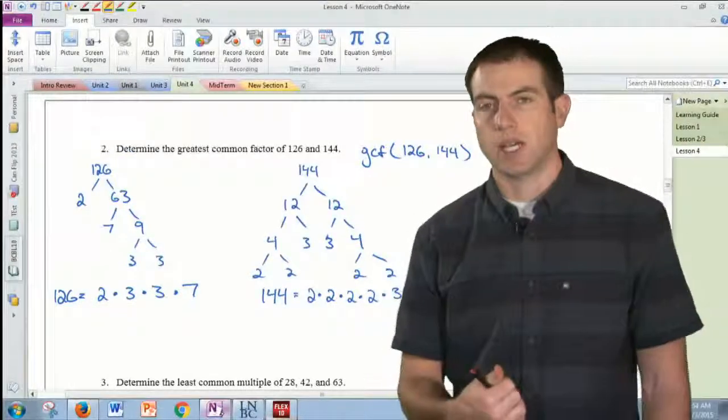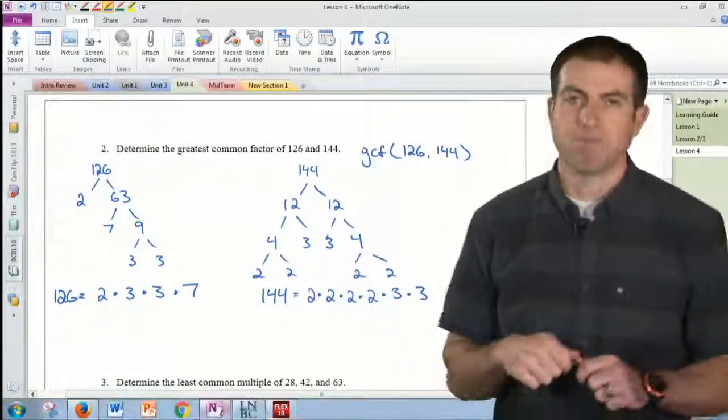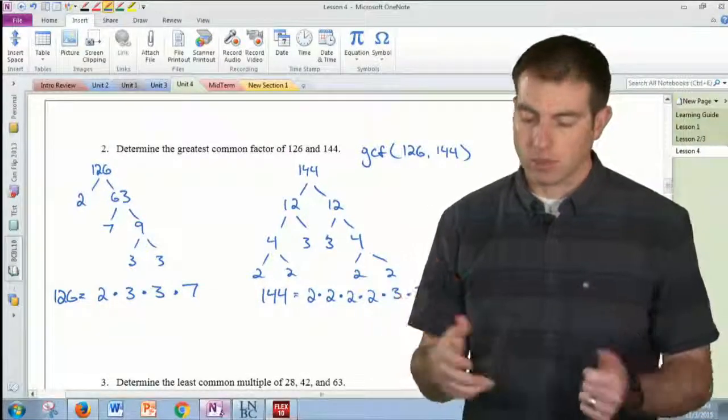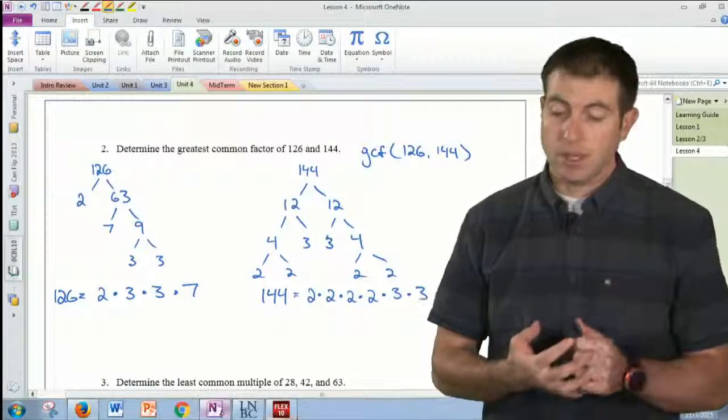Your factor tree doesn't have to look like mine. Your branches can go in different directions. It doesn't matter. But that's where you should end up with it. Everyone should always end up with the same prime factors for these numbers.